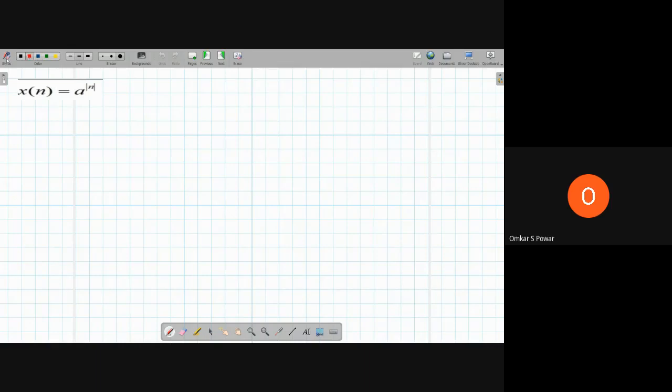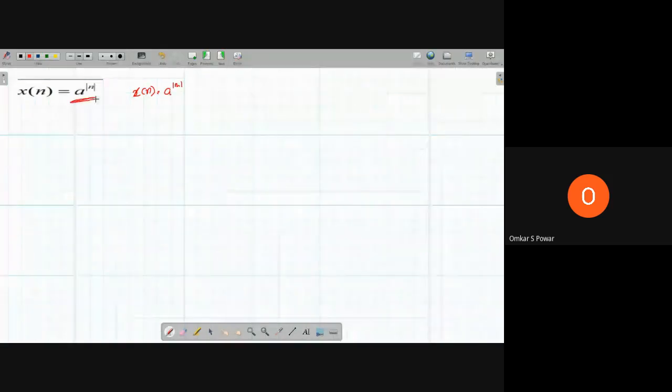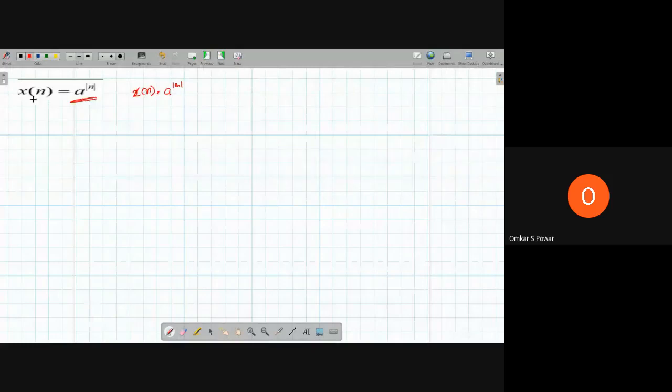So now let us go to another problem. Now x of n is equal to a to the power of mod n. So the first thing, if you don't understand the sum, is to write the mathematical expression for it. So what is the mathematical expression? x of n is equal to a power minus n for n less than 0 and is equal to a power plus n for n greater than or equal to 0.